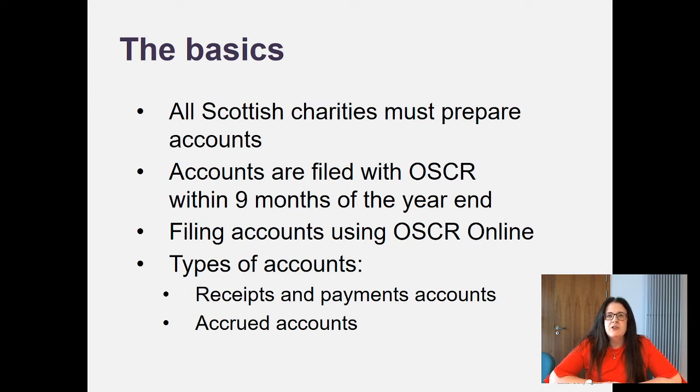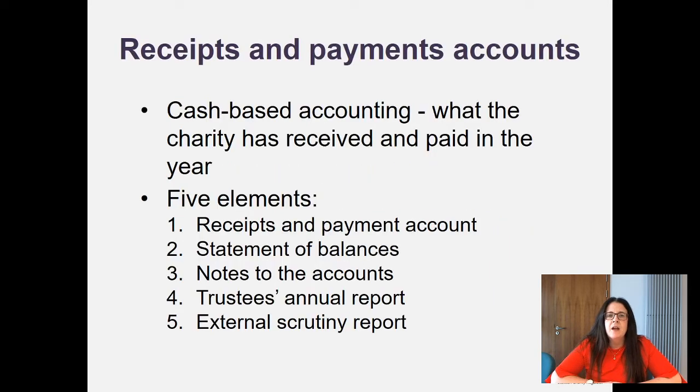We're now going to start to look at the different types of accounts that can be prepared. The first one we're going to look at is receipts and payments accounts. After that, we'll look at accrued accounts. Receipts and payments accounts are the simplest form of accounts. They're really about cash-based accounting, what the charity has received in the year and what it has paid out in the year. There are 5 basic elements that are included in a set of receipts and payments accounts.